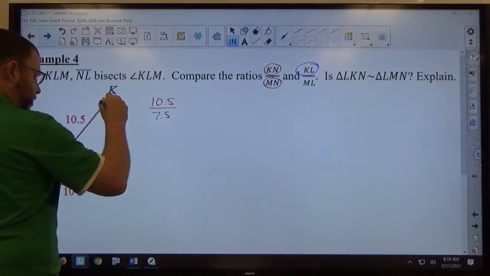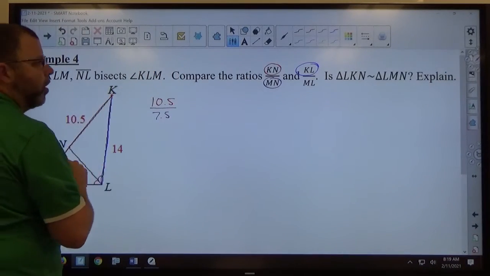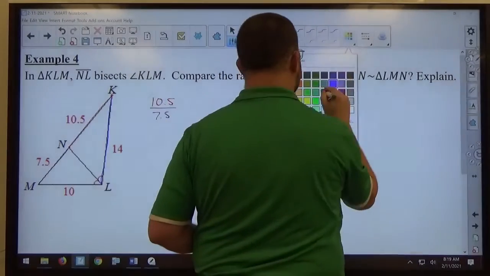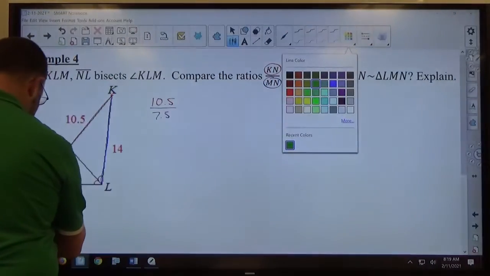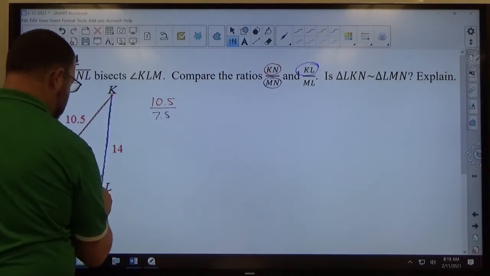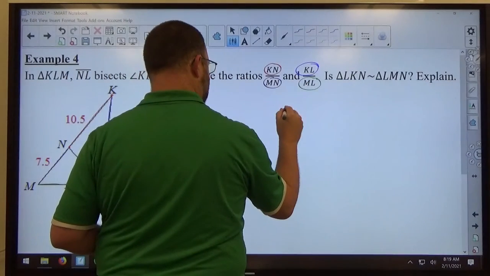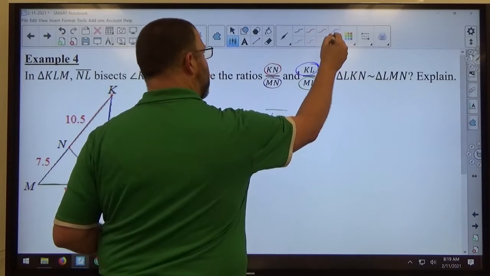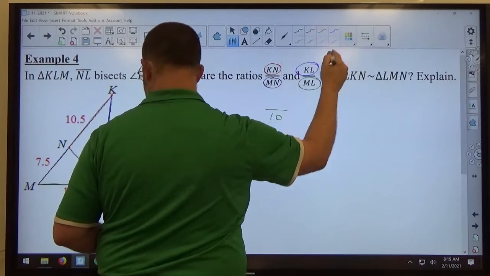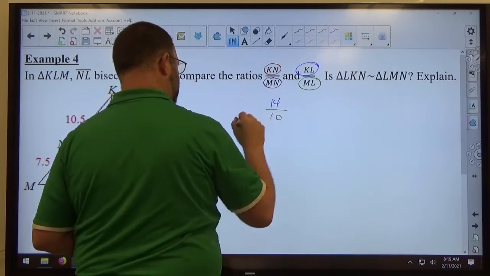KL is this segment over ML, which is this segment. So that's 10 on the bottom, and that is 14 on top.